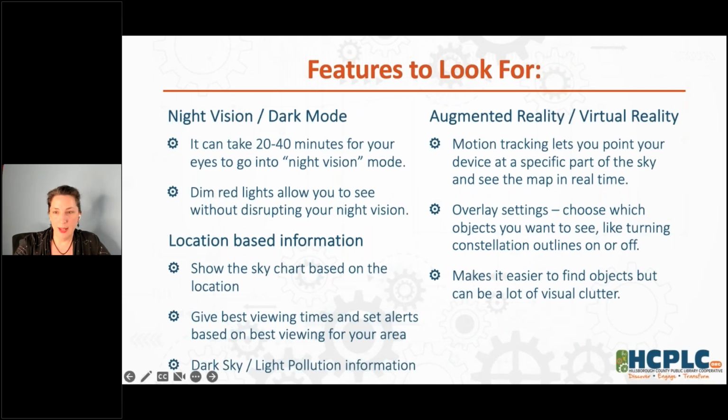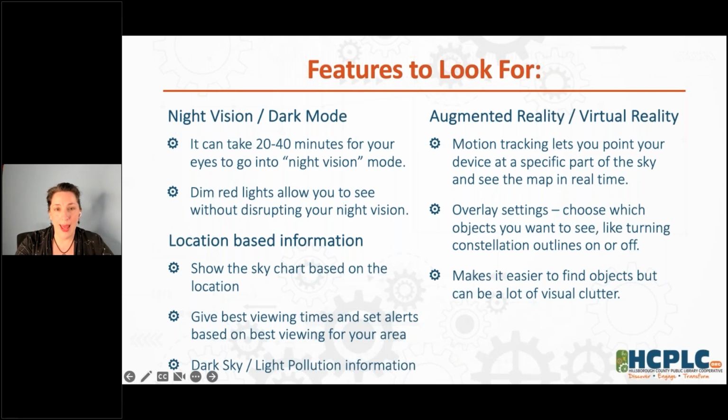So, getting into the nitty-gritty of some of the key features that I look for when I'm looking for a stargazing or astronomy app. The number one thing that I look for in terms of a really nice to have feature is night vision or dark mode. It can take your eyes at least 20 to 40 minutes to get their night vision. Basically that's when your eyes adapt to low light levels and you're able to see things more clearly. As soon as your eyes are exposed to another bright light, that resets the clock.